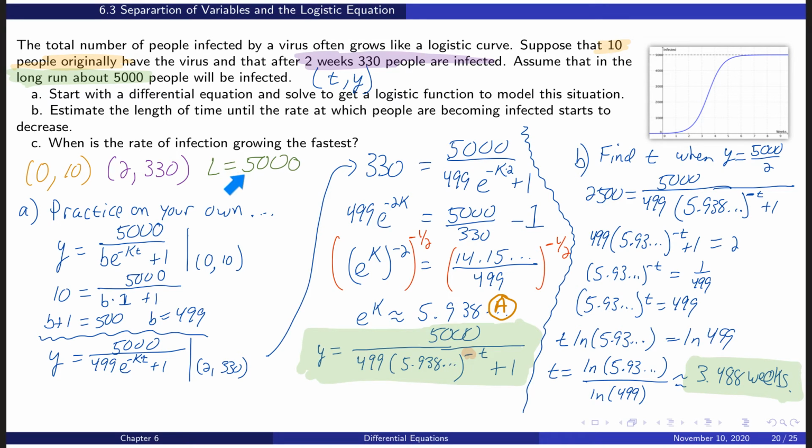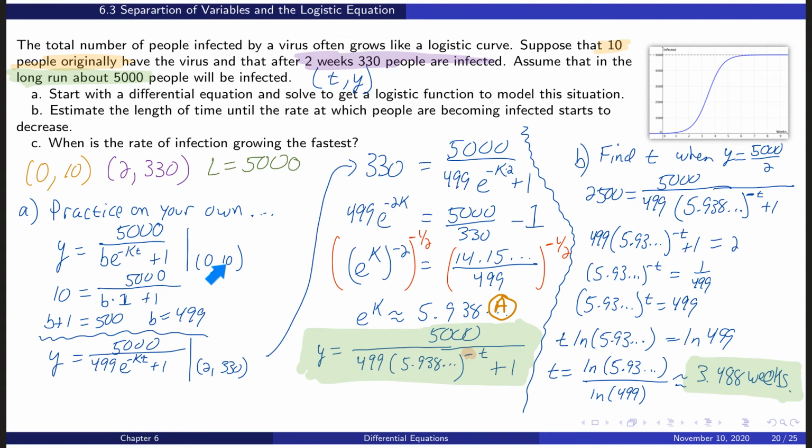That's a carrying capacity. Now you might say, how do they know what the carrying capacity is? There are biological ways of estimating that, and there's also some numerical ways of producing an estimate for this. We don't go into how to produce this estimate, but you'll be given often that L value. So practice on your own, starting with the differential equation and turning it into this here. And now our first job is to use these two ordered pairs to find the two constants, b and k.